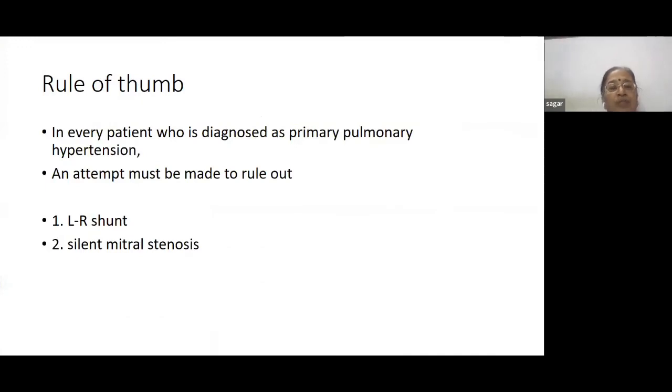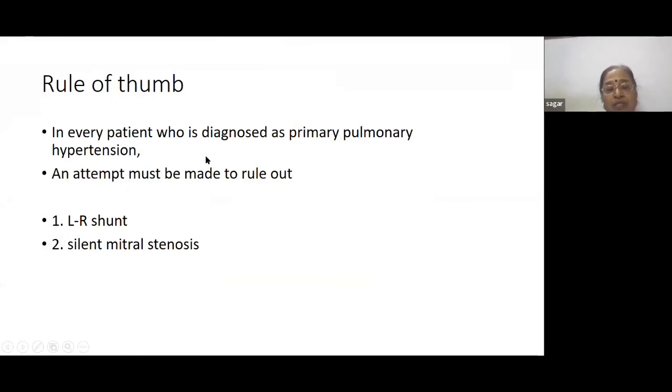There is a rule of thumb. In every patient who is diagnosed as primary pulmonary hypertension, okay, all features of pulmonary artery hypertension, attempts must be made to rule out two important things. One is a left to right shunt, the other one is a silent mitral stenosis. Okay, so whenever this is a damning diagnosis. Well, it's like motor neuron disease in neurology, right?